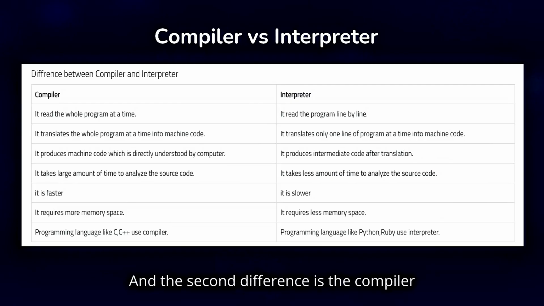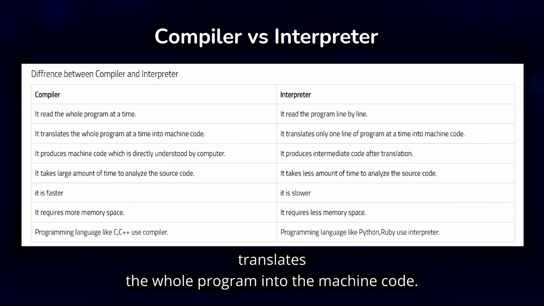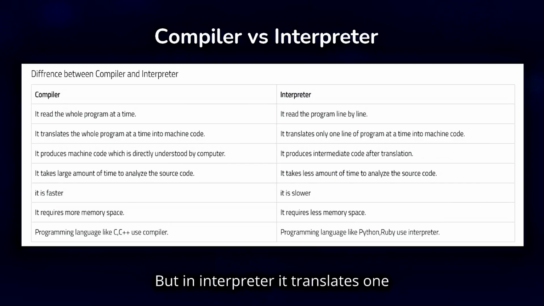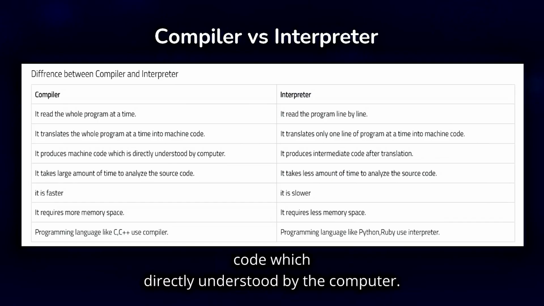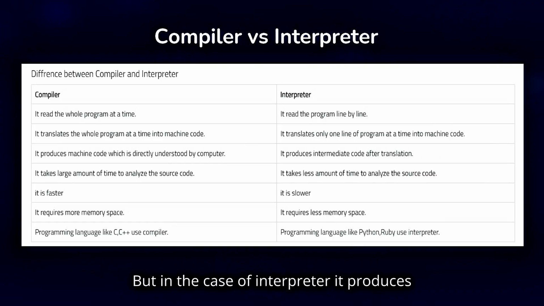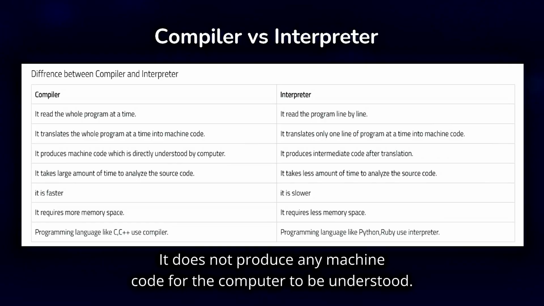And the second difference is the compiler translates the whole program into machine code, but the interpreter translates the program one line at a time into machine code. After that, the compiler produces the machine code which is directly understood by the computer. But in the case of the interpreter, it produces only the intermediate code. It does not produce any machine code for the computer to understand.